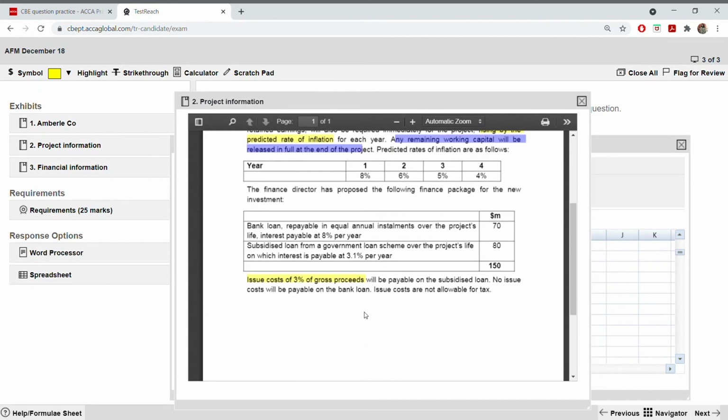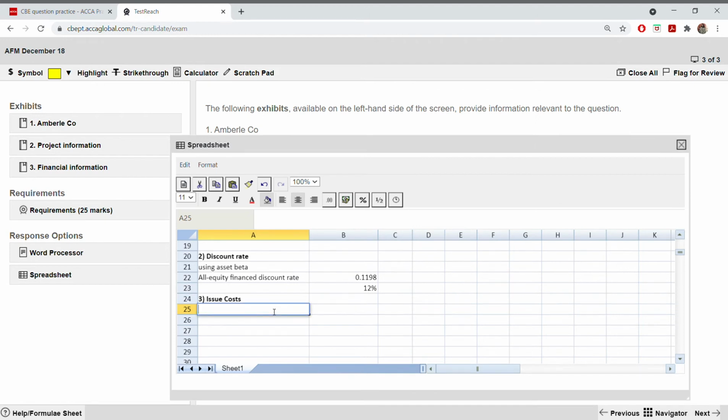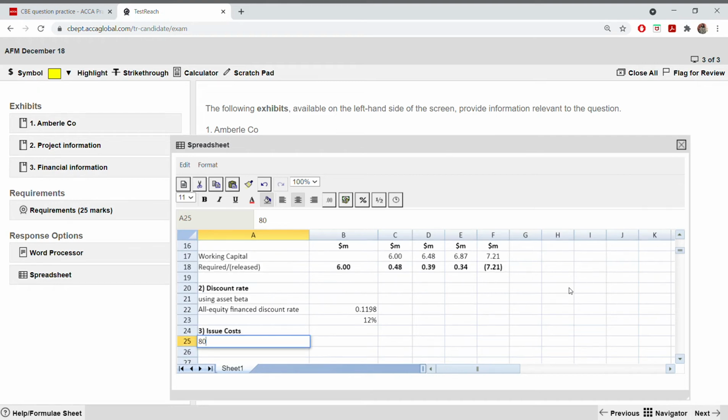How much was the issue cost? It is 3% on gross proceeds. On which loan? Subsidized loan. Subsidized loan is 80 million. Okay, 3% on gross proceeds. So the working for issue cost is like this. On 80 million, 3%, remember it. Either you can write in the first column or in the second column, whatever you prefer. If you see the other workings, we'll do the workings here and write it in the second.